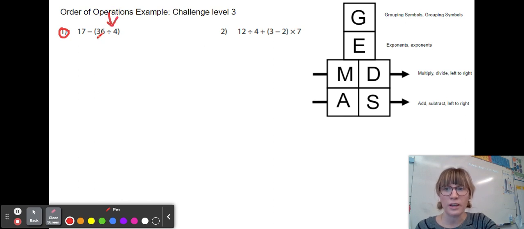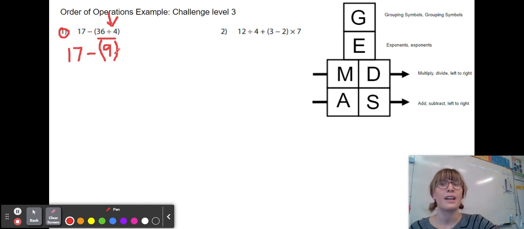So we're going to simplify everything that we can inside of those grouping symbols, in this case, parentheses. So 36 divided by 4 can be simplified down to 9. And then we're going to drop down everything we haven't used, so 17 minus 9. And then we say exponents. Exponents, don't have any. Multiply, divide, left to right, don't have any. So here we are at add, subtract, left to right. So we just do our 17 minus 9, and we end up with 8.